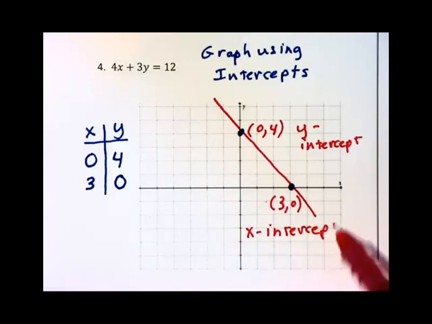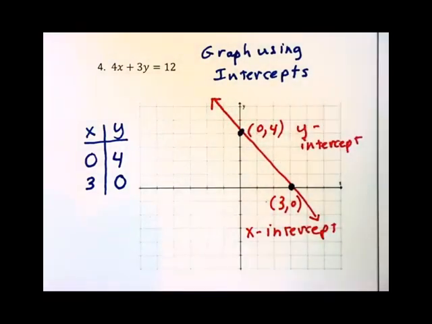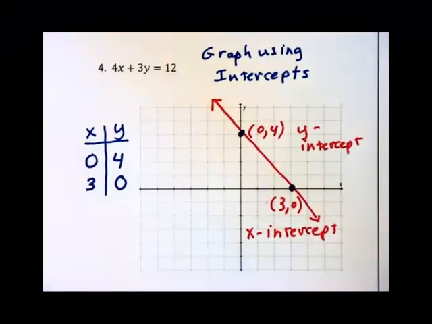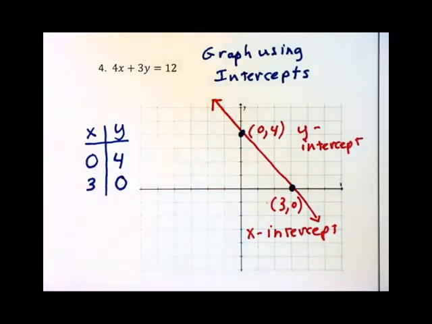In other words, these are where the line crosses the x and y axis, and those are critical points on the graph, and that was very easy to do because 0 was always an easy number to substitute into the equation. So let's do that one more time.